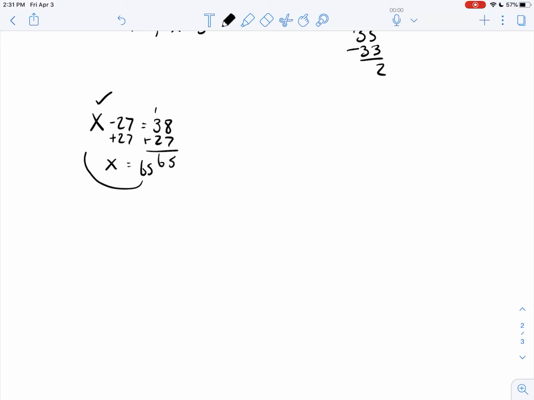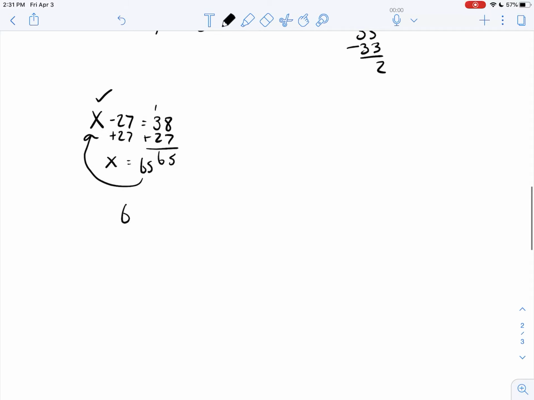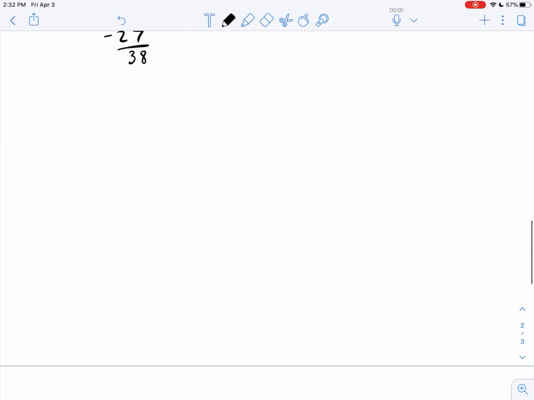So let's go ahead and plug 65 back in for x. Alright, so we're going to have to move, 5 minus 7, we're going to have to pull from this 6. So go ahead and pull from the 6 and make that into a 5, and make this into 15. 15 minus 7 is 8, and then 5 minus 2 is 3, which is 38. x does equal 65, so if you got 65, good job.